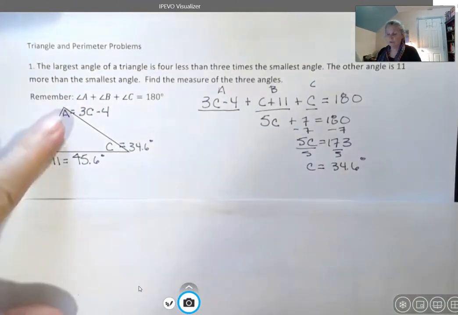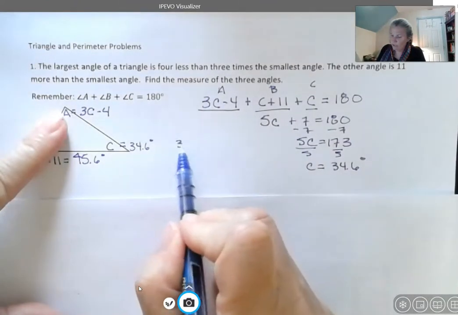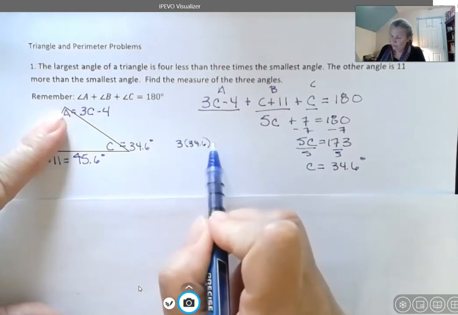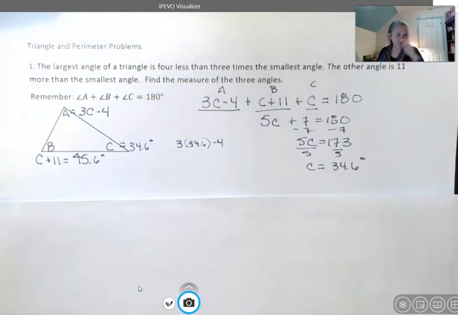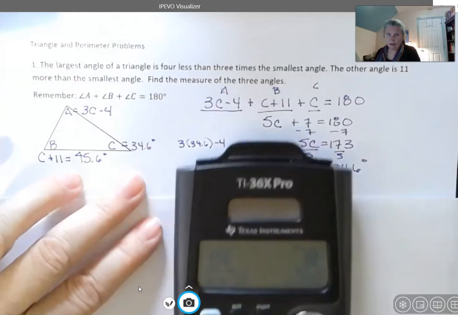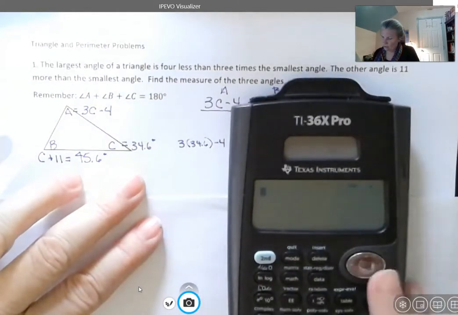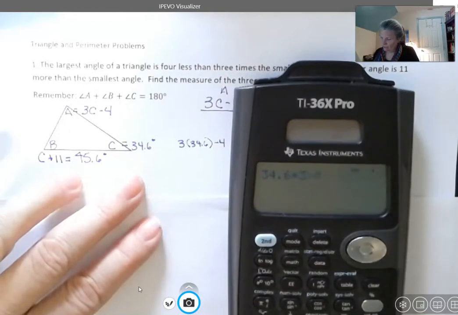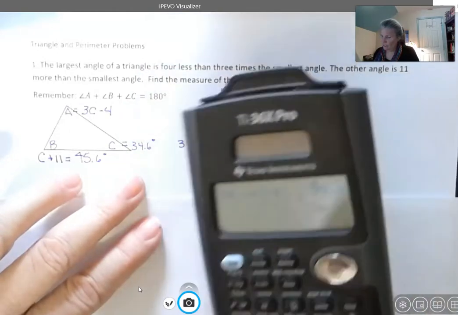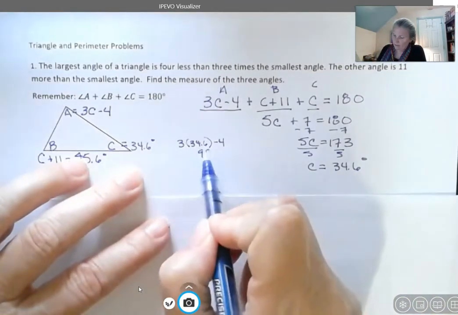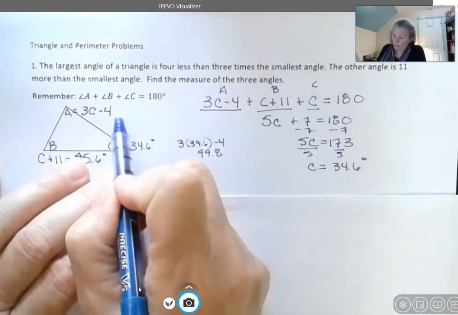And for the third one, I'm going to have to take 3 times 34.6 and then subtract 4. I can't do that in my head. I can use my calculator if I want to, so let's do that. So I have 34.6 times 3 and then minus 4. And that gives me 99.8. And that is this one up here.